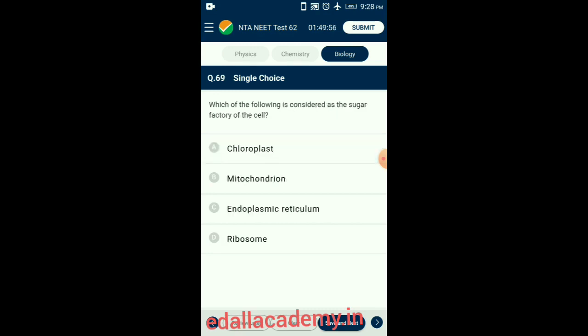Question number 69. Which of the following is considered as the sugar factory of the cell? The synthesis of sugar takes place during photosynthesis in the chloroplast of autotrophic eukaryotes. So the answer is option A, chloroplast.